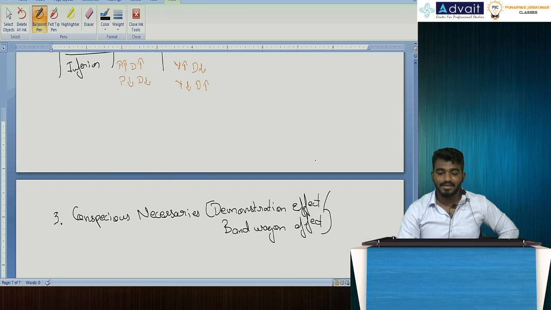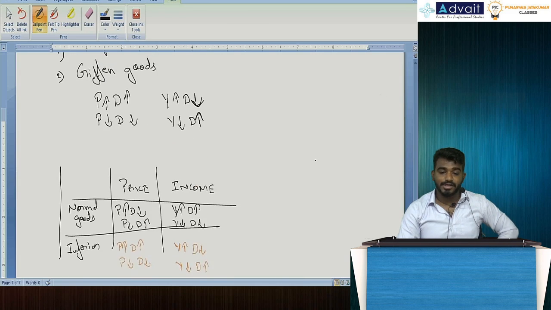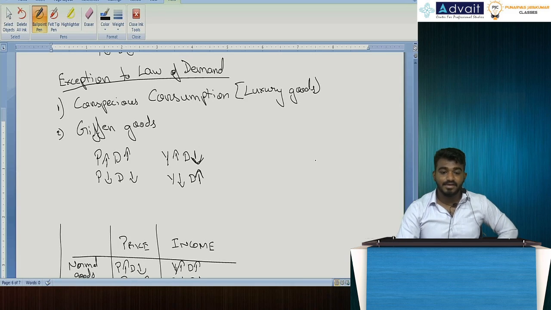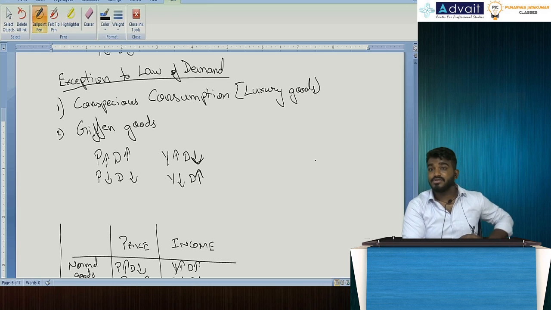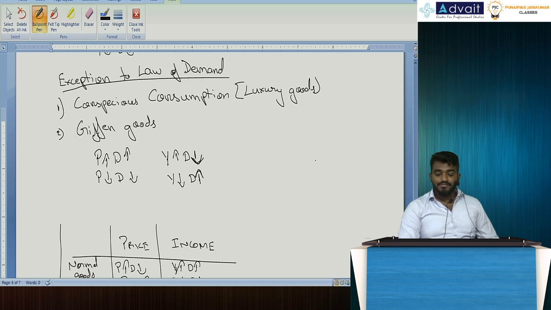Conspicuous necessaries. What was the first point? Conspicuous. Sir, conspicuous consumption refers to luxury goods. Sir, conspicuous necessaries refers to demonstration effect. Demonstration. Or we also call it as a bandwagon effect.